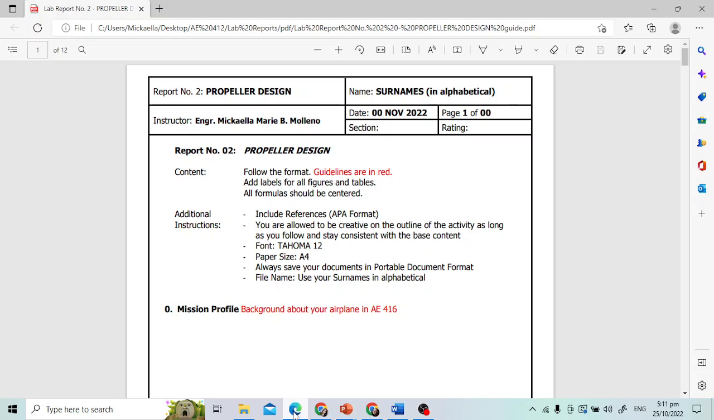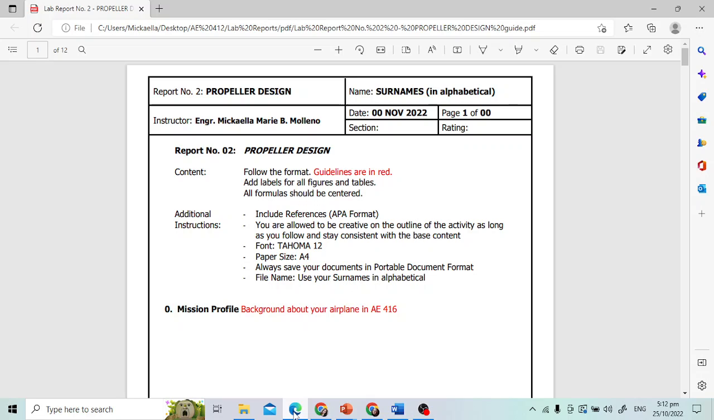So for starting activity 2, you can apply na itong naka-centered na border natin. Okay? So yeah, our report number 2 is propeller design. Same lang din naman yung content ng ating heading, yung name, instructor name, date, section. You all know that na. So for report number 2, the guidelines are all in red, and yeah, I will be explaining all of the figures, all of the table, all of the formulas.